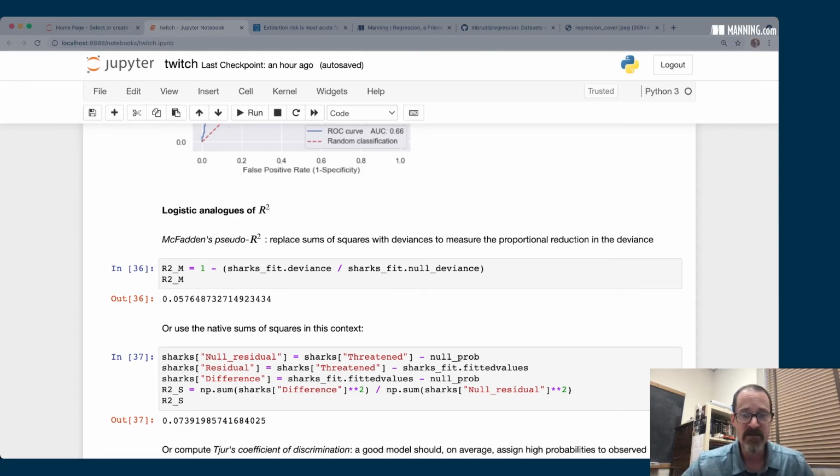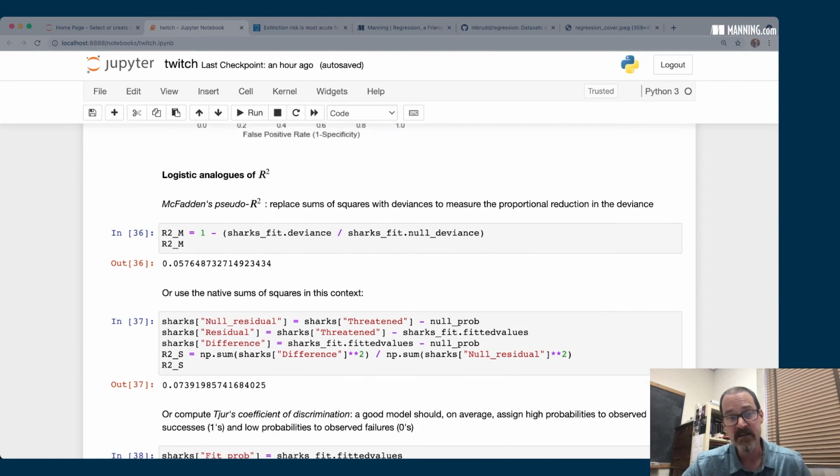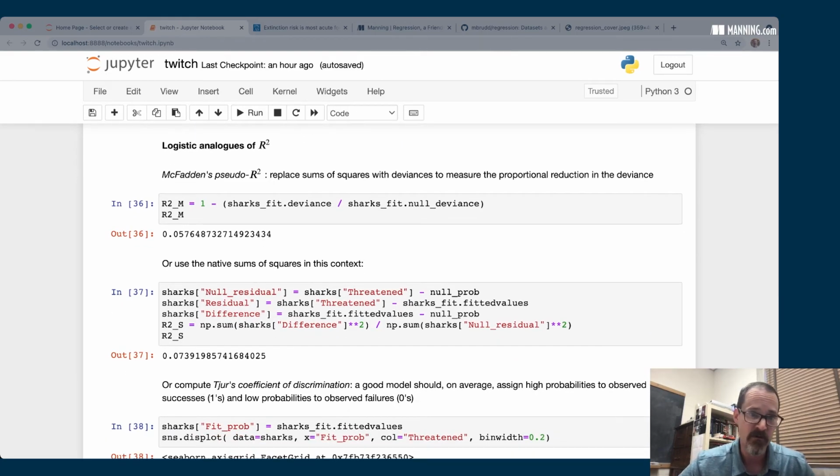In this case, there is no standard version of R squared for a logistic model. There are quite a few contenders. I'll talk about 3 of them. The top 2 that are shown here are maybe the most well known. The top one is called McFadden's pseudo R squared.